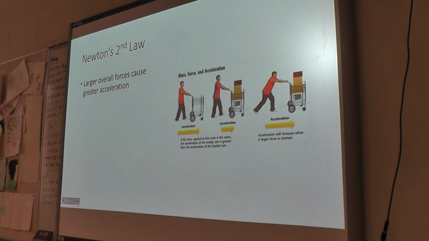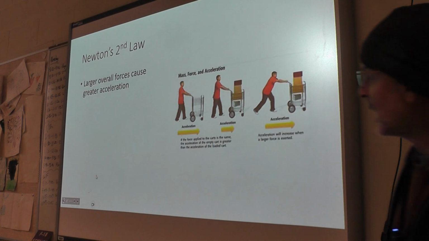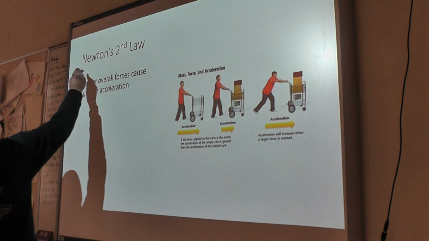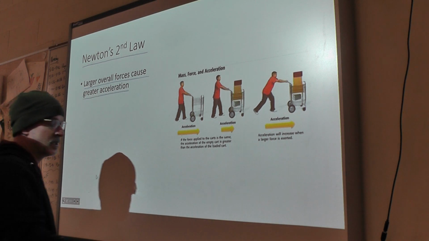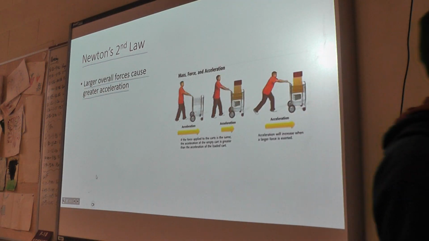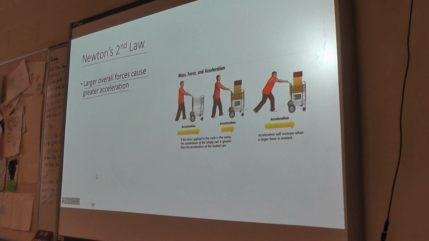The next one is Newton's second law, and what Newton's second law says is two things. The first is that if we exert larger forces on the same object, we'll see more change in motion. So if I take this chair, for example, and I give it a little push, then it speeds up a little bit. If I give it a medium-sized push, then it speeds up a little bit more. And if I give it a big push, then it can speed up a lot. That's half of Newton's second law.